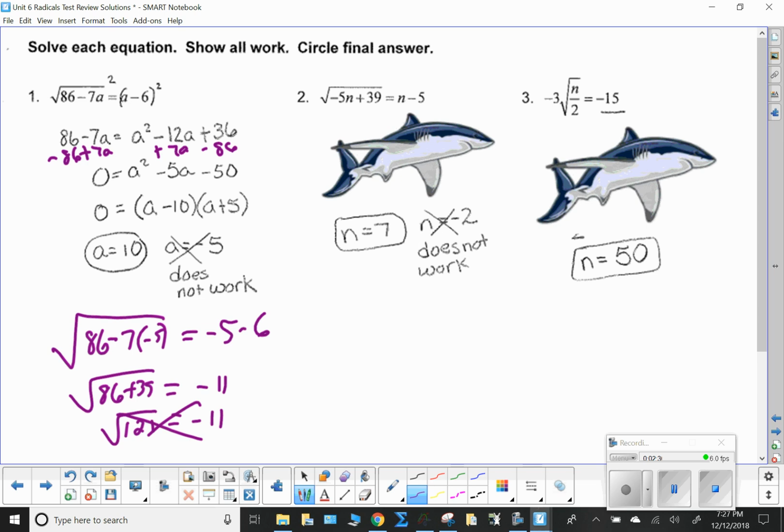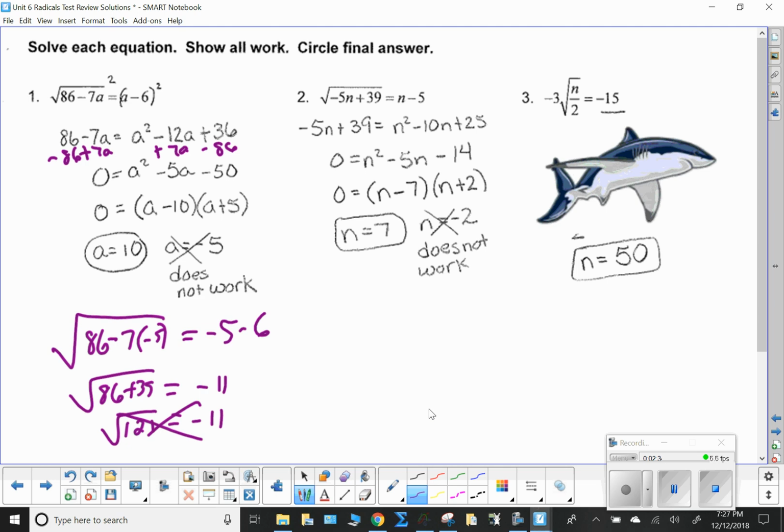Number 2. Again, you have to square both sides. Squaring both sides, don't forget to FOIL. Okay? Then add your 5n to both sides and subtract your 39. You now have a trinomial that you can factor. Factors of negative 14 that add to negative 5 are negative 7 and 2. That means n is 7 or n is negative 2.